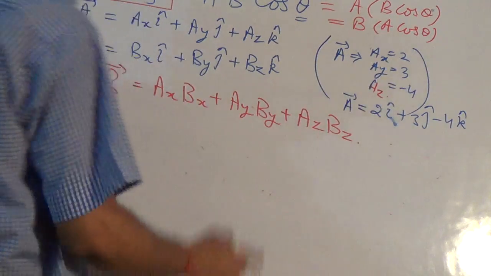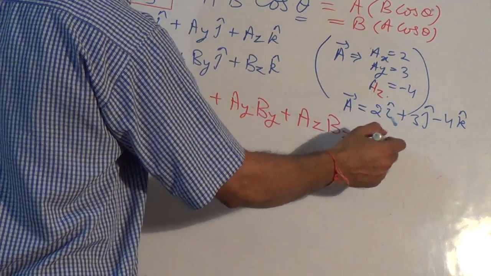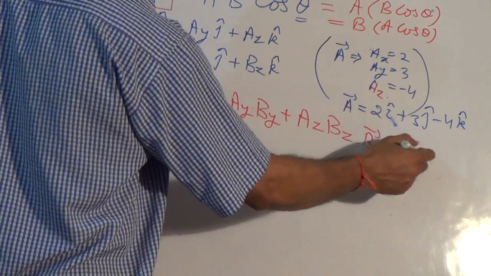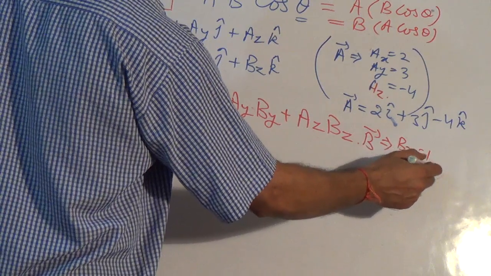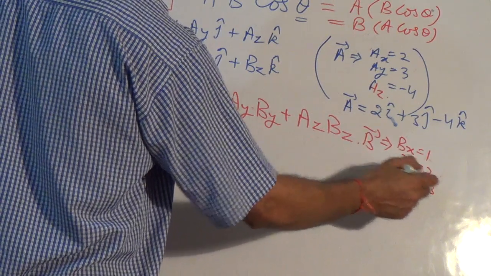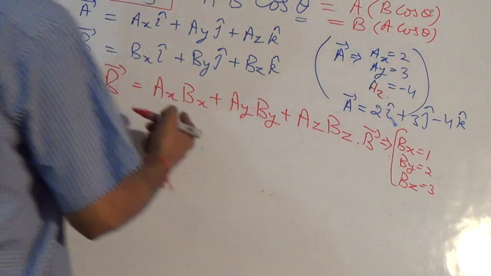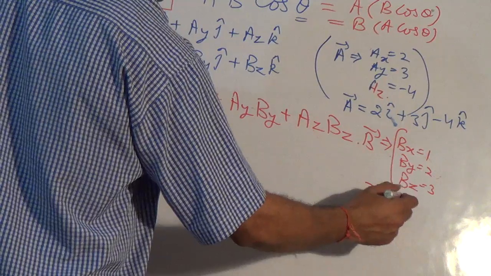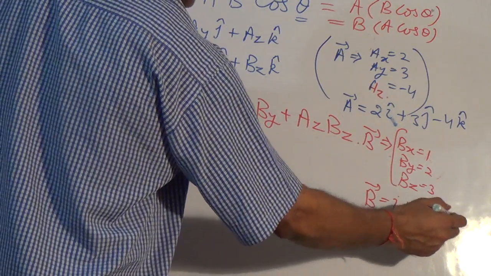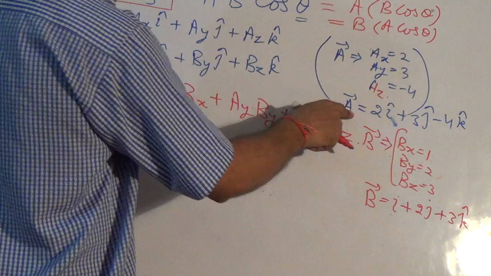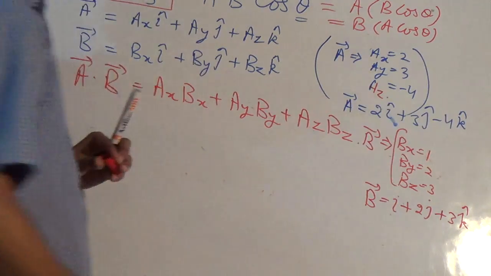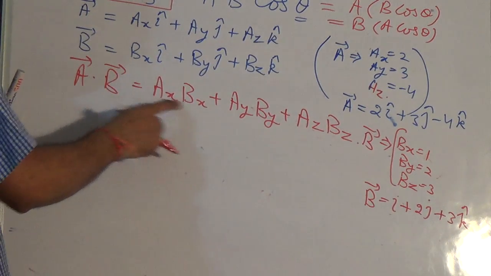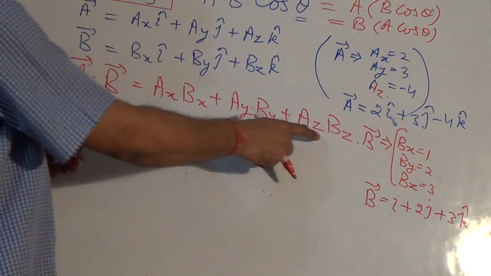This is az. And for the vector b, suppose bx is equal to 1, by is equal to 2, and bz is equal to 3. So our vector b is i plus 2j plus 3k, and vector a is equal to 2i plus 3j minus 4k. Now we have to find out the scalar product between these two vectors. So this is ax bx plus ay by plus az bz.